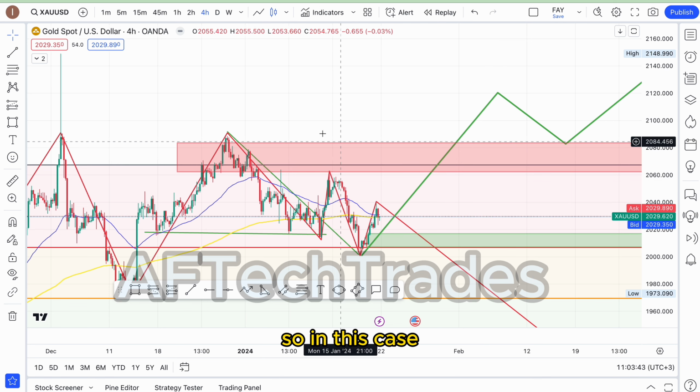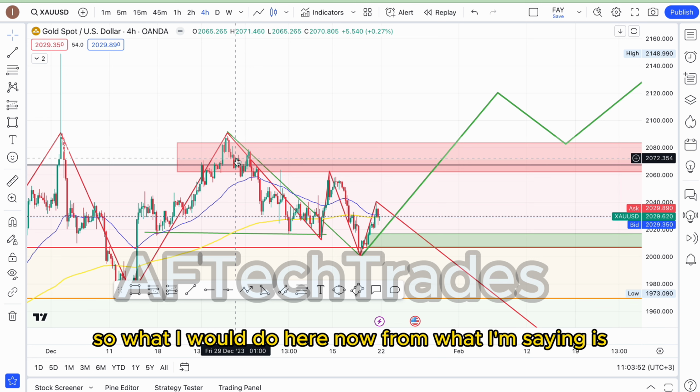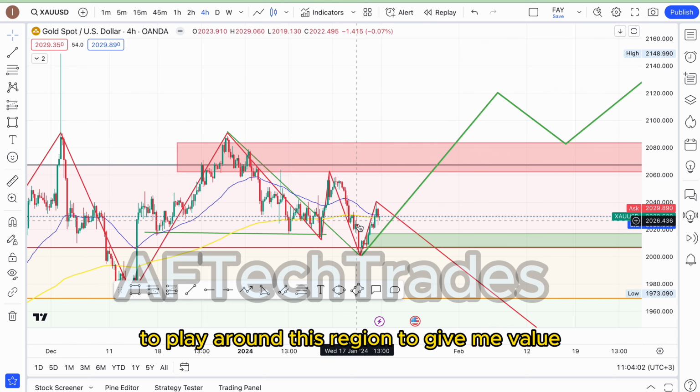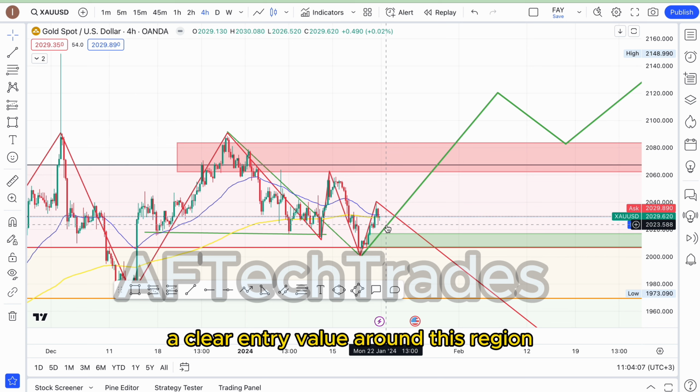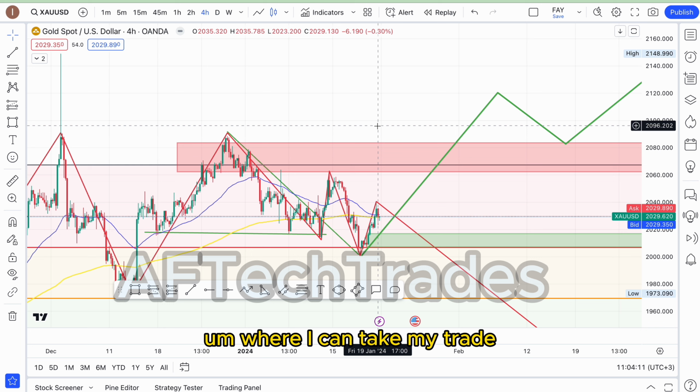So in this case, my first take profit would be around 2070. So what I would do here now, from what I'm seeing, is I would wait for the market, let's say Monday or Tuesday, to play around this region to give me a clear entry value around this region, where I can take my trade.